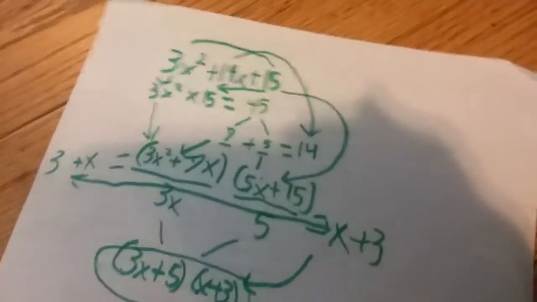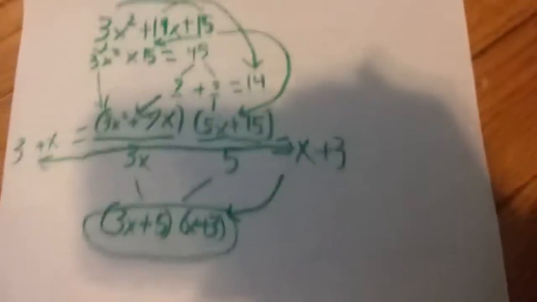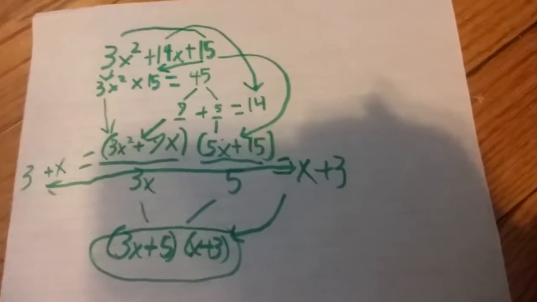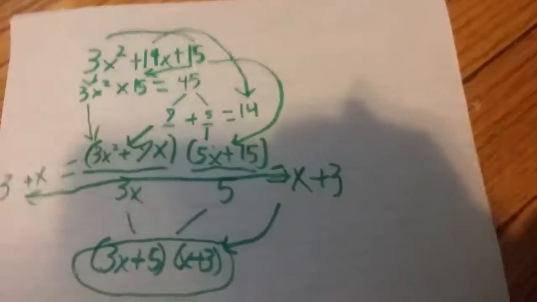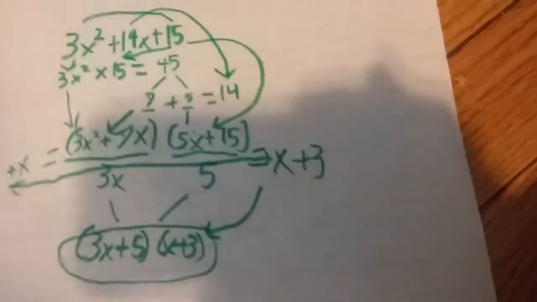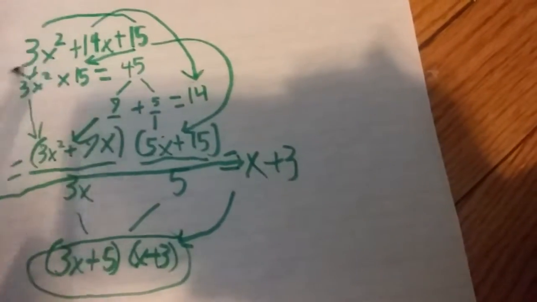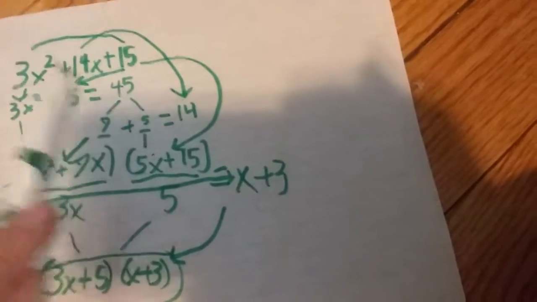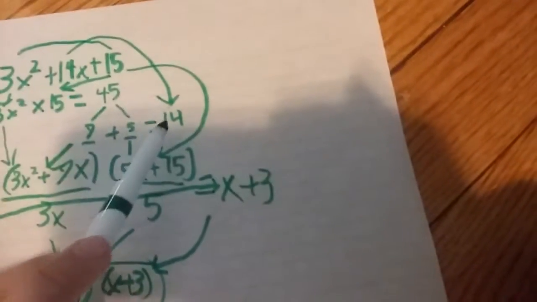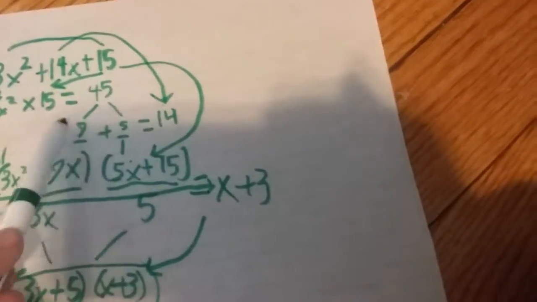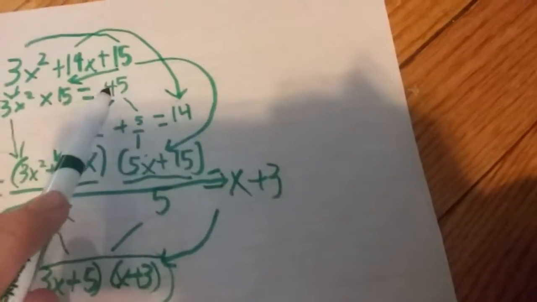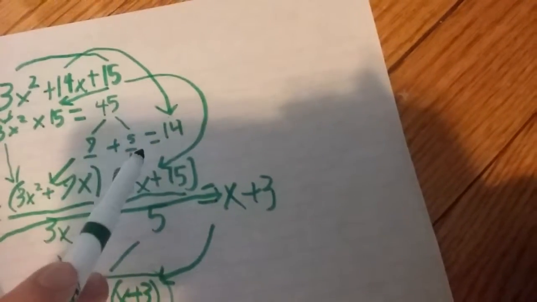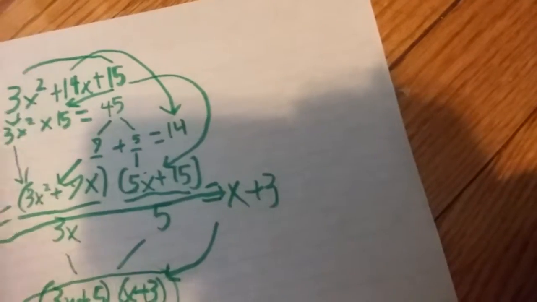Here's another one. It is 3x squared plus 14x plus 15. First, you would multiply the a value and the c value. 3 times 15 is 45. Then you would take the b value, and you would see what adds into it and what multiplies into this. 9 and 5 are the answers.